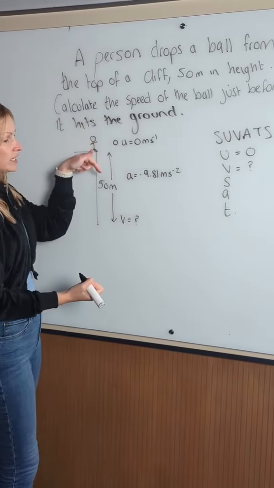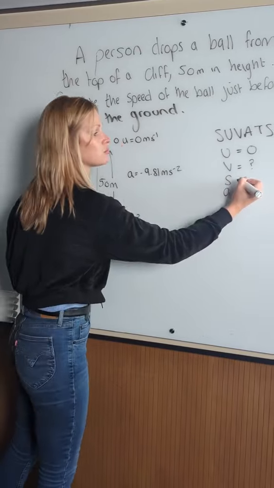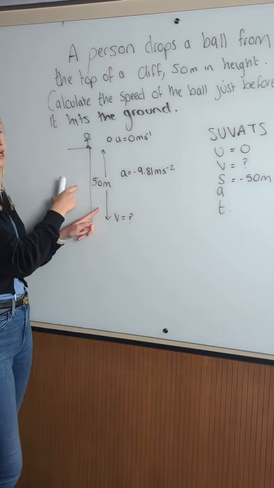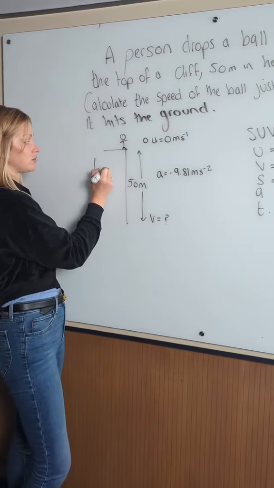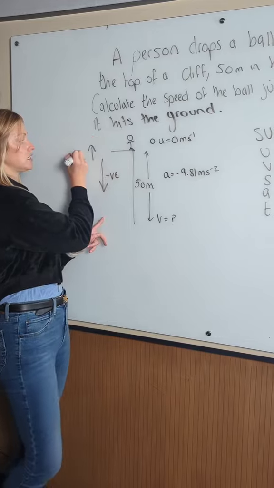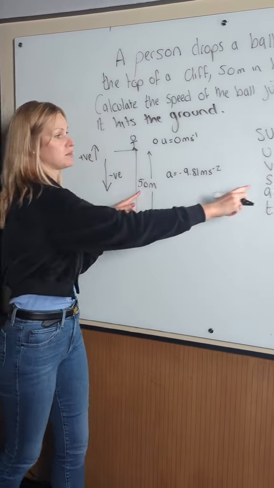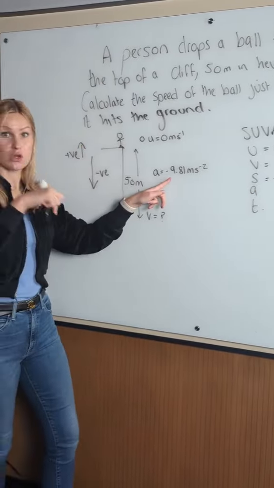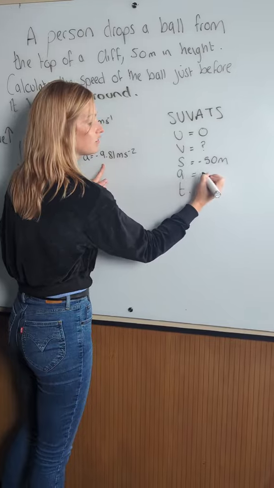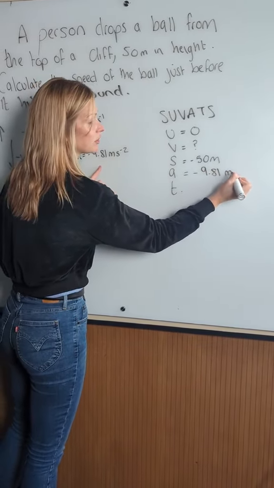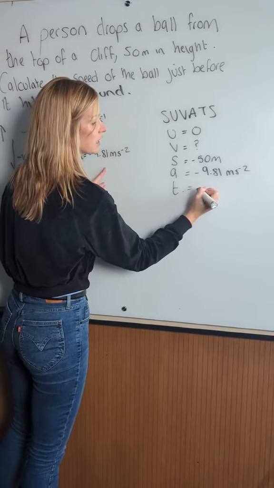It is falling downwards, so that's why it's going to be negative 50 meters. In my diagrams, downwards is always going to be negative, and upwards is always going to be positive. So it's falling downwards 50 meters. I know the acceleration is always downwards due to gravity. Things always accelerate towards the center of the earth. So I pop that number in, and I don't know time.